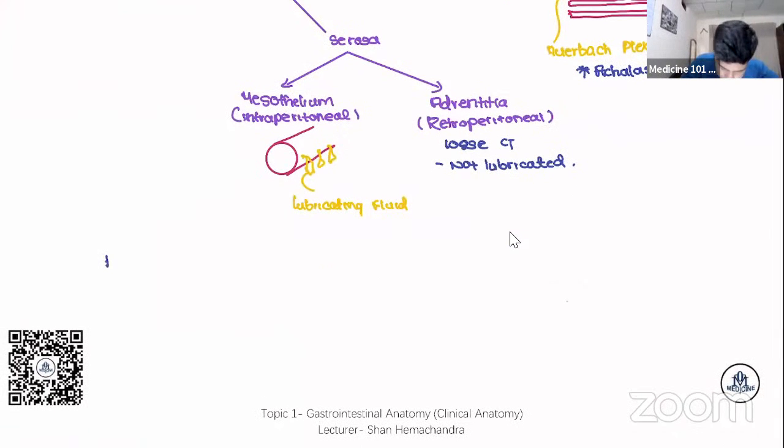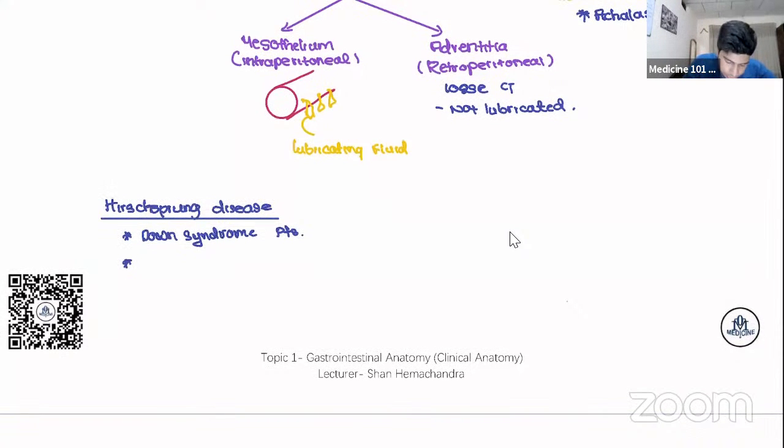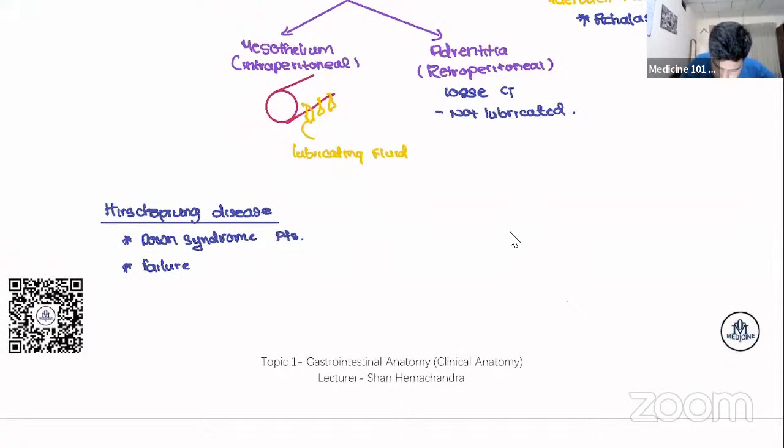Let's talk about Hirschsprung's disease. Sorry, wait. It's Hirschsprung disease. Now, Hirschsprung's disease, it's a pediatric disease, okay? Pediatrics is the study of diseases in children. And it's seen commonly in Down syndrome patients. Okay, it is seen more commonly in Down syndrome patients. And also what happens is, there is a failure. This is the pathogenesis of neural crest cells to migrate.